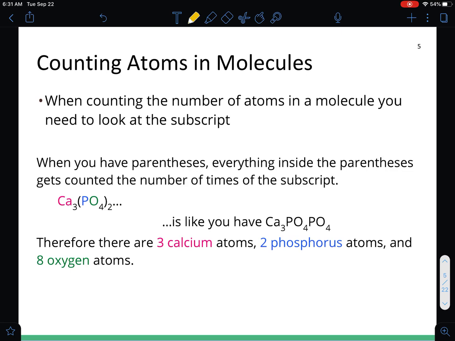Sometimes molecules will look a little different and not be as spread out like the last one. And in that case, compounds will use parentheses. And to add up the number of individual atoms when you see the parentheses, you go about this the same way that you do in math class with distributing. So for this problem, I have 3 calcium atoms. And to add up the number of P, or phosphorus, I distribute the 2 through. So I have 2 phosphorus atoms. And I will distribute the 2 to oxygen as well. And it'll be 2 times 4 to give me 8 oxygen atoms.